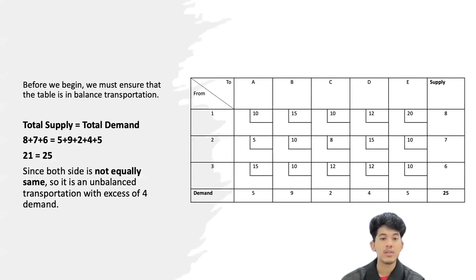Before we begin, we must ensure that the table is balanced. So the equation is total supply equal to total demand. We get the answer 21 equal to 35. Since both sides are not equal, it is an unbalanced problem with an excess of 4 demand.